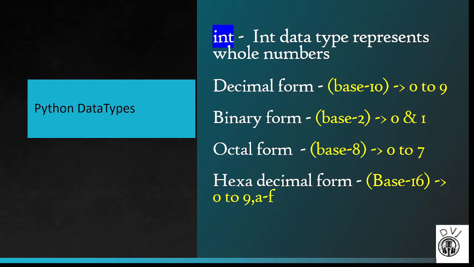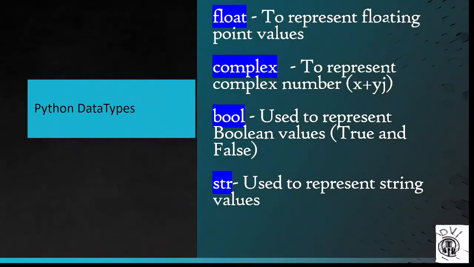Decimal form, base 10, digits 0 to 9. Binary form, base 2, digits 0 and 1, represented using 0b. Octal form, base 8, digits 0 to 7, represented using 0. Hexadecimal form, base 16, digits 0 to 9 and A to F, represented using 0x. Float represents floating point values. Complex represents complex numbers, x plus yj. Bool is used to represent Boolean values, true and false.